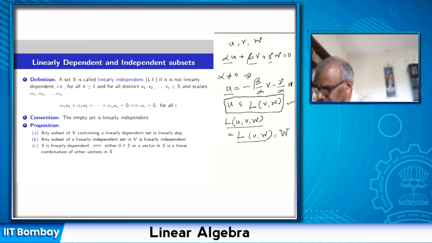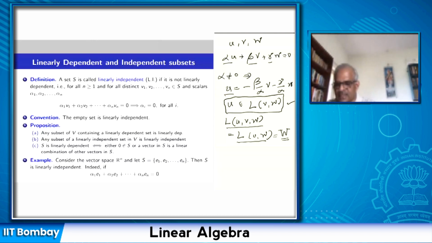We started with 3 vectors, but if these 3 vectors are linearly dependent, then I can realize this linear span of 3 vectors as the linear span of 2 vectors. So we have found a better, smaller subset whose linear span is the same vector space. A set is linearly dependent if and only if either 0 belongs to S or a vector in S is a linear combination of other vectors. You can prove the converse also very easily.